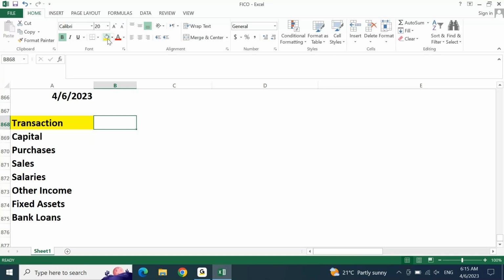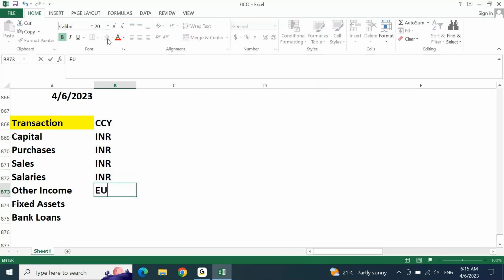Let's say I'll put currency. This is INR. This is also INR. This is also INR. This is also INR. I'll say this as SGD. This one I'll put as INR. Bank loans I'll put as AUD. Clear? How many foreign currency transactions do we have? Two. We have two foreign currency transactions.